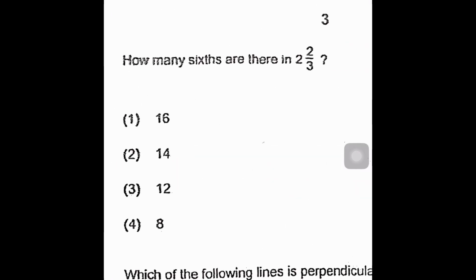Okay, next question. So how many 6 are there in 2 over 3? So your first step will be changing the form from mixed to improper fractions. So how you would change this would be, to find the numerator, it would be 3 times 2 plus 2. So 3 times 2 plus 2 over 3. So that will give you 6 plus 2, so 8 over 3.